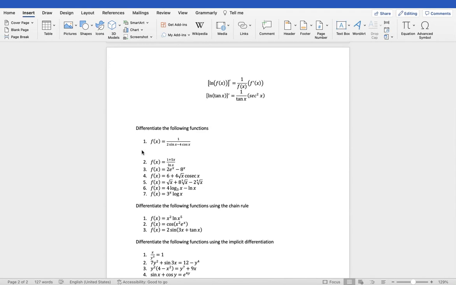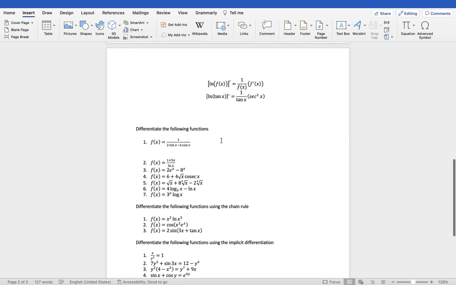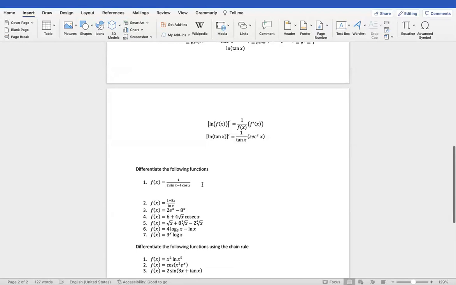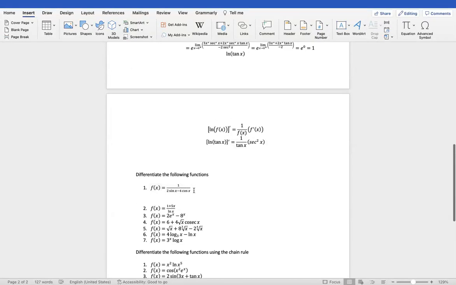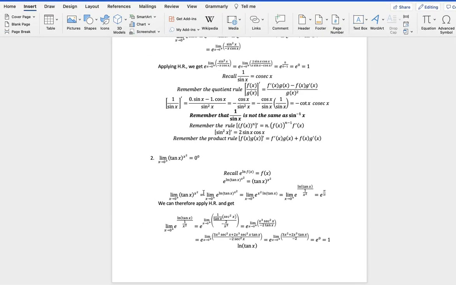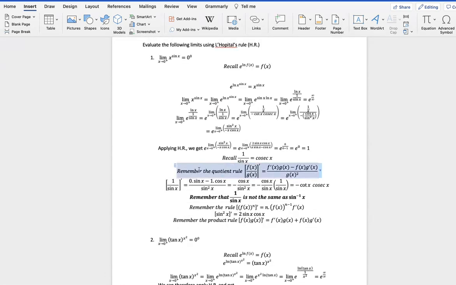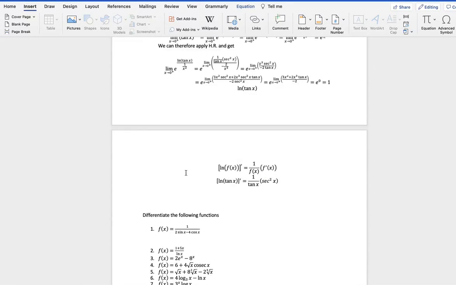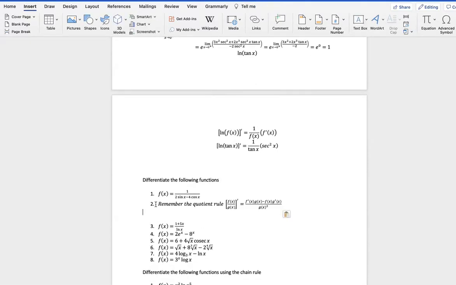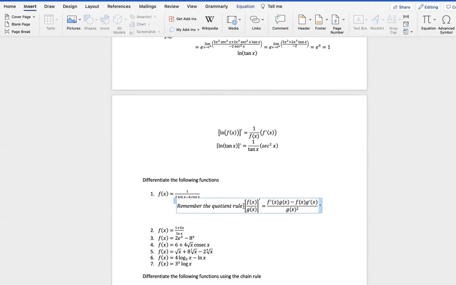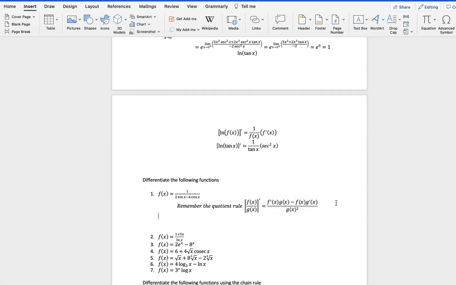Okay. So we have the function f of x is equal to 1 over 2 sine x minus 4 cos x, right? And we are asked to differentiate that. Clearly here you see you can apply the quotient rule. So let's just copy the quotient rule once again and then apply it to our problem, right? So when you apply the quotient rule to this problem, what do we get?